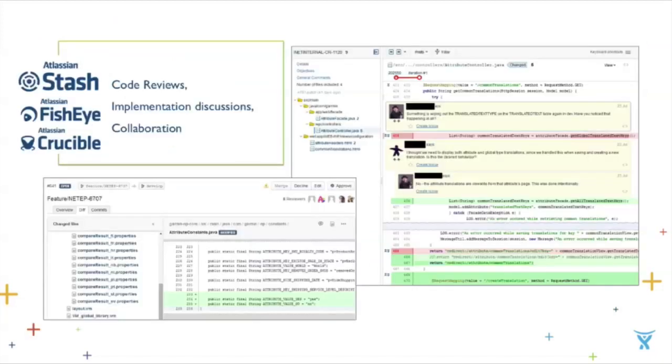All right, and lastly, we use Stash, Fisheye, and Crucible. So we're in the process of converting from Subversion to Stash, which if you guys have done that, can be a pretty challenging process. So we still have some code in Subversion and some code in Stash.